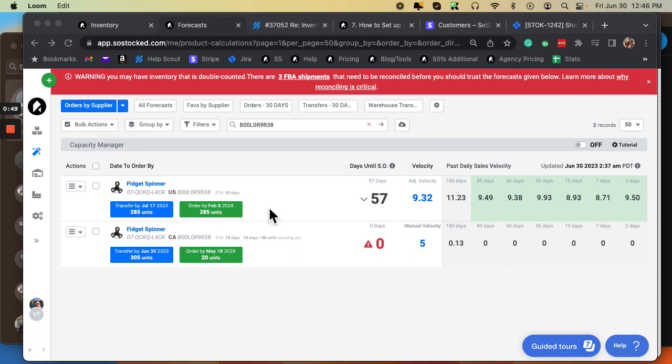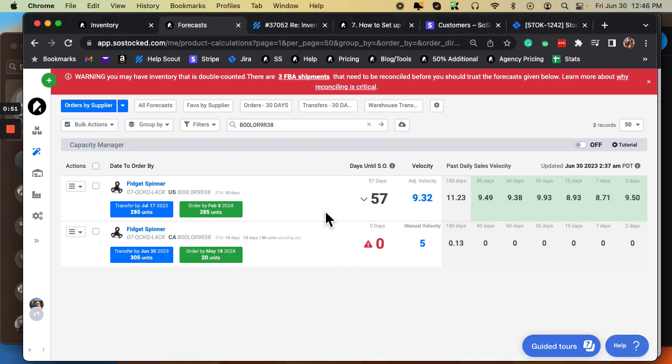So let's take this US forecast as the primary one. The system is always going to algorithmically favor the forecast with the higher velocity, okay? So this one you can see is selling 9 units a day, this one's selling 5 units a day. So the system will allocate, if there is enough inventory to serve both forecasts, it'll actually serve both of them for the next transfer only.